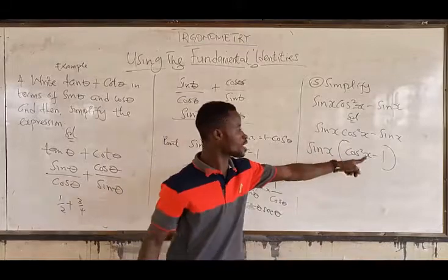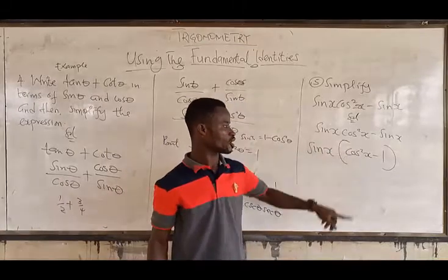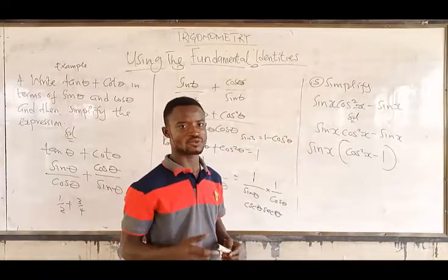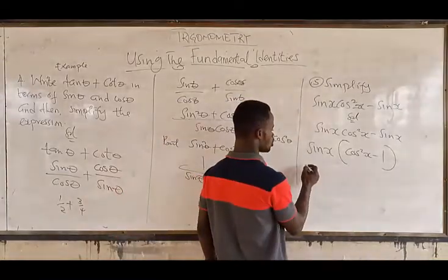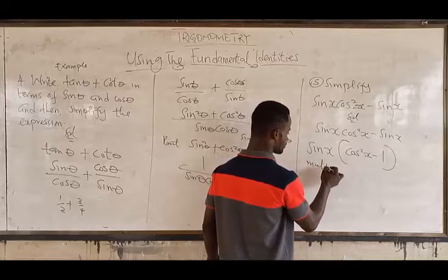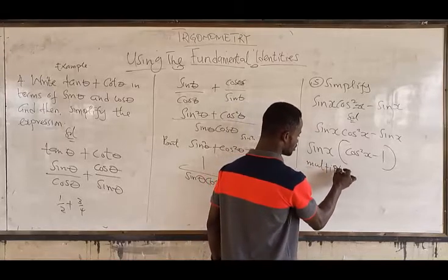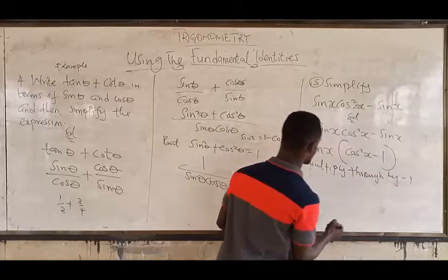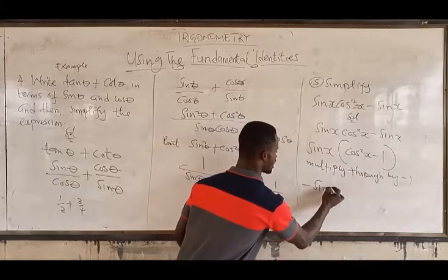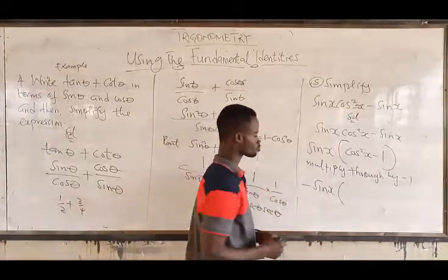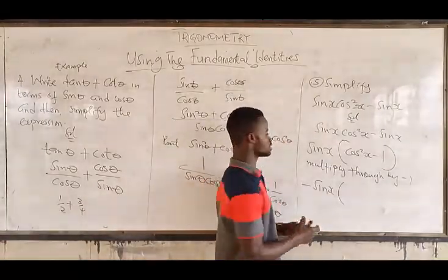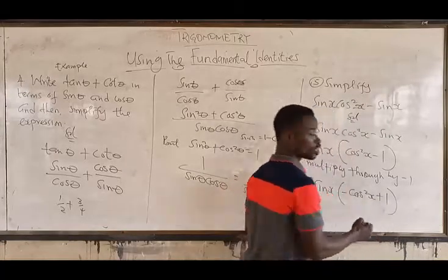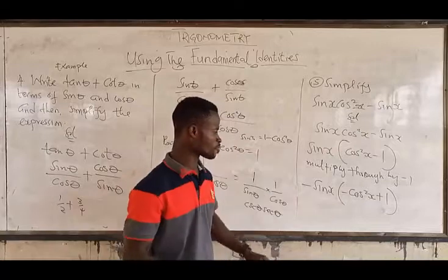But not the 1. Here 1 is negated, but not the cos. So let's multiply through by negative 1. And that will give you negative sin x. And the negative is going to affect the inside. So we get negative cos square x plus 1. Beautiful. So now you can see the inside.